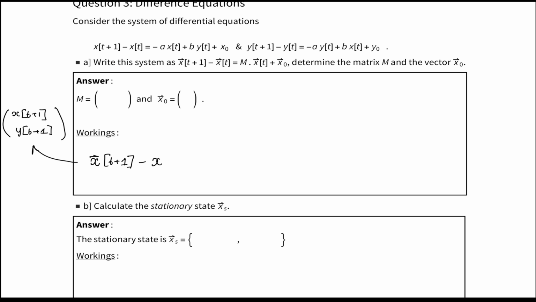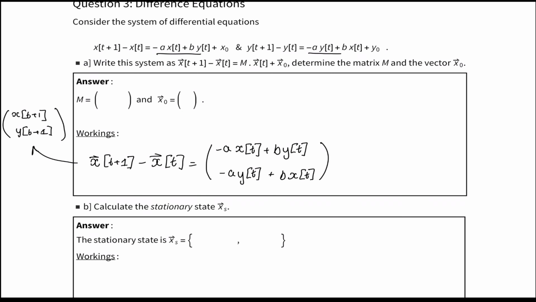And then that follows on when we have the vector x_t is equal to, so now we have minus a x_t plus b y_t, and then minus a y_t plus b x_t. So that's just me stacking this on top of this, and then we're going to add this vector x0 and y0. So hopefully you can notice this is just the vector x0. So the vector x0 is just x0, y0.